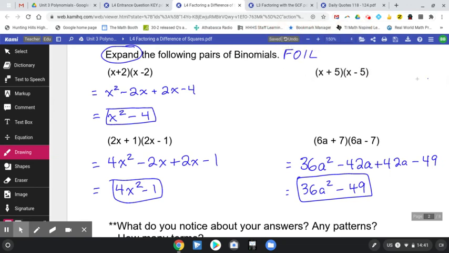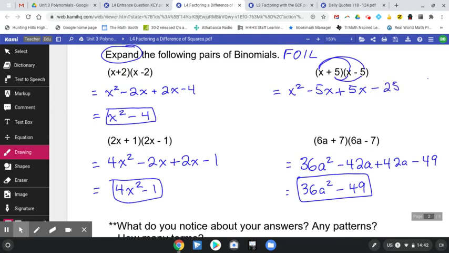So I've just got one more to go here. I'm going to go ahead with my FOIL steps here, doing the first times the first, outside times outside, inside times inside, and last times last.